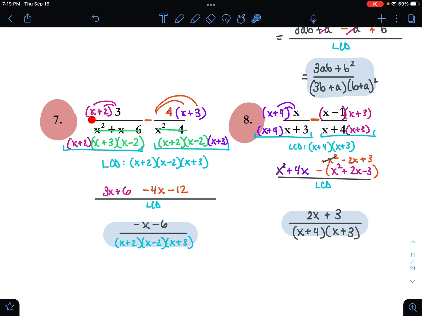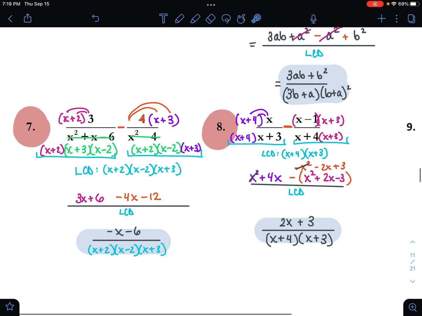Now we can focus our attention in the numerator. Distribute the 3x plus 6. Distribute the negative 4. We are subtracting this fraction, so we'll have to distribute it, so we can put it together with a 4 and distribute it as a negative 4, and then combine your numerator to get your final answer. Okay, number 8 is super similar.